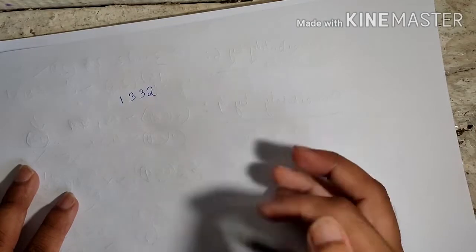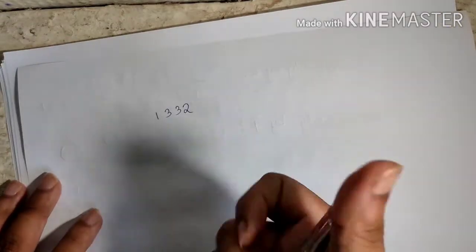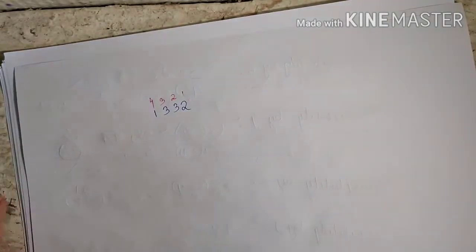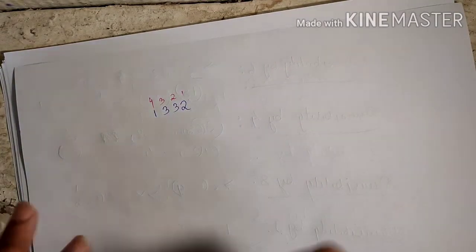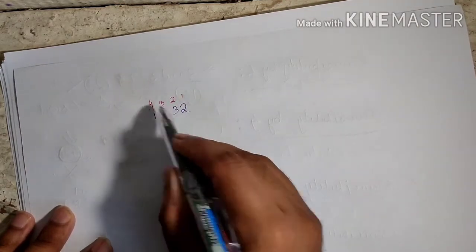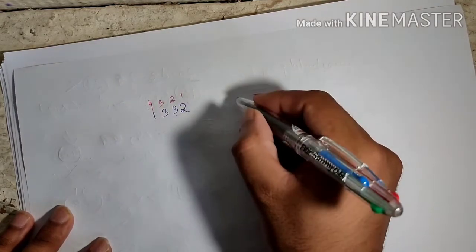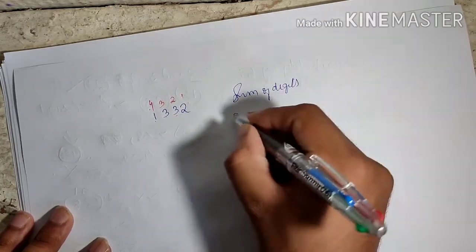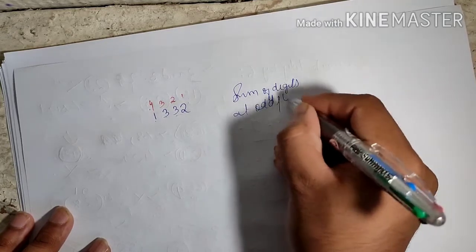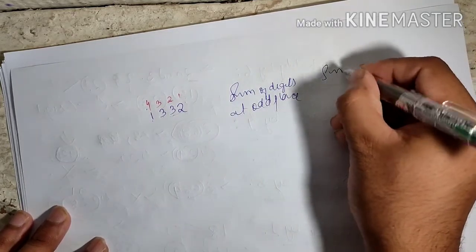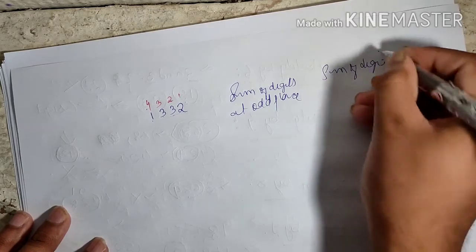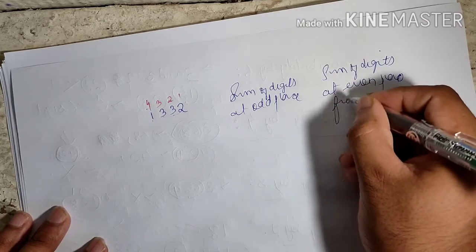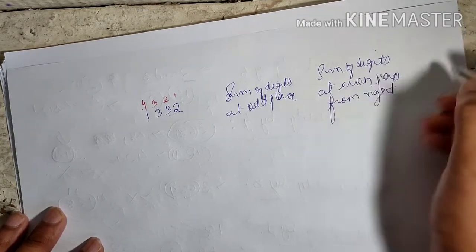Okay, so what we have to do, I told you, write from the right side, 1, 2, 3, 4. Suppose they ask you what the even places are here. 2 and 4 are the even places, so 3 and 1 are at the even places. So what I have told you to do: the first one, sum of digits at odd places from right, and sum of digits at even places from right, and lastly the difference.